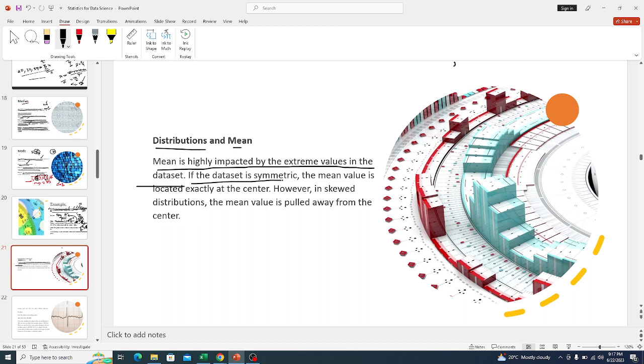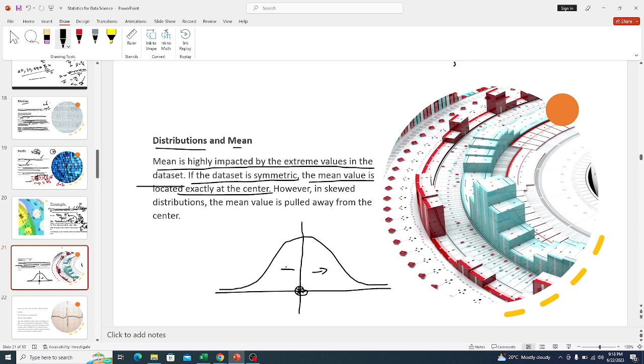If the data set is symmetric, the mean value is located exactly at the center. For example, let's assume a normal distribution, a standard normal distribution. Then the mean will lie at the middle point of this distribution, meaning it is cutting it almost into two equal parts.